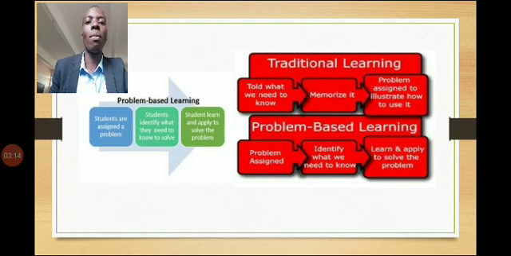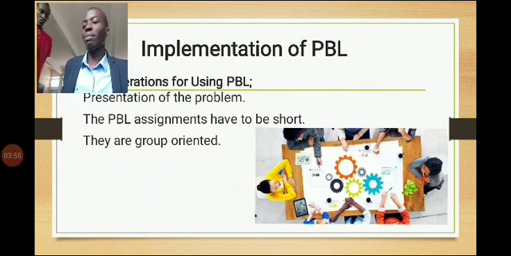It is very different from this one, because here students are assigned a problem, then they identify what they need to know, and they do it by themselves. You as a teacher will just come to clarify what they have already discussed. So basically that's what we can say about problem-based learning, and you can see how different it is from traditional learning. I won't take your time. Let me call upon my second member to come and talk about the other information to be shared. Mr. Kato, you can come.